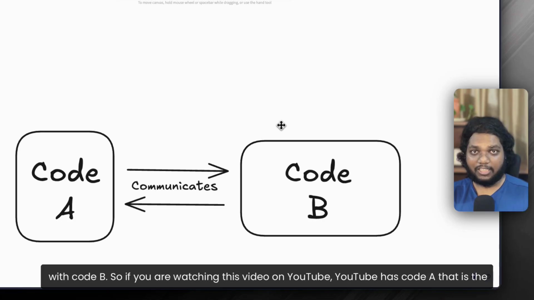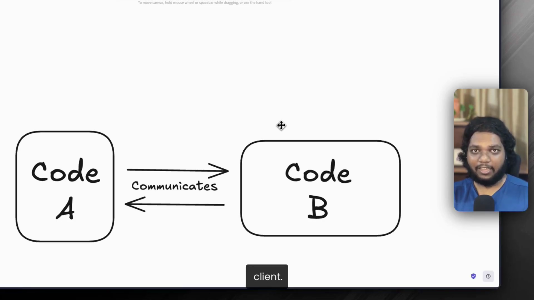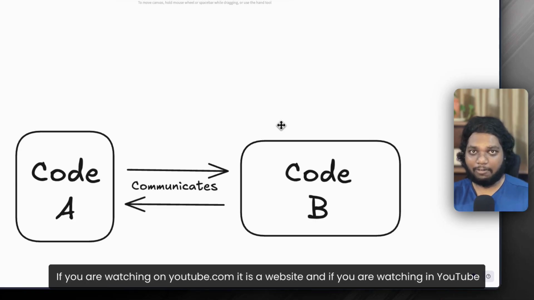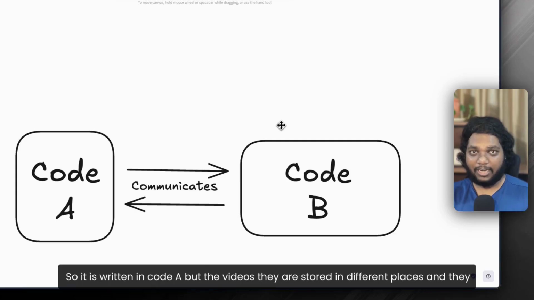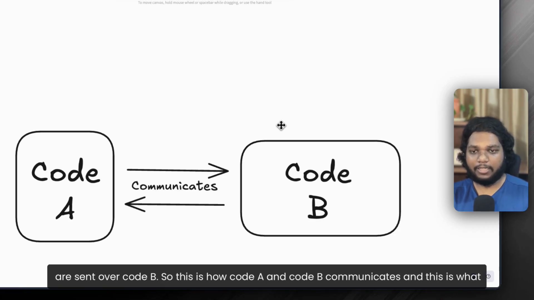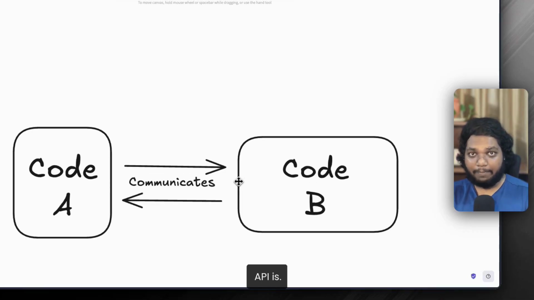So if you are watching this video on YouTube, YouTube has code A, that is the client. If you are watching on youtube.com, it is a website, and if you are watching in the YouTube app, it is an application. So it is written in code A. But the videos are stored in different places and they are sent over code B. So this is how code A and code B communicate, and this is what an API is.